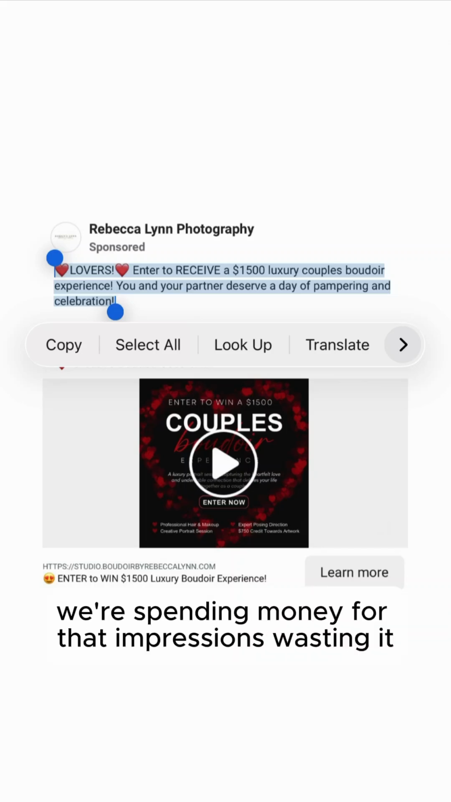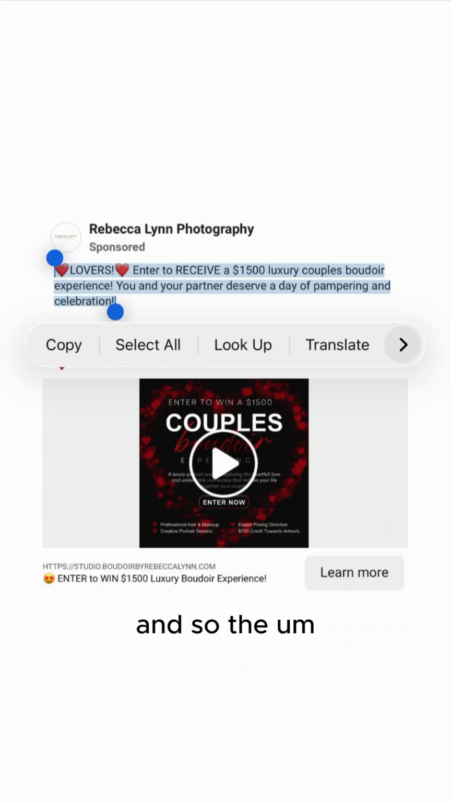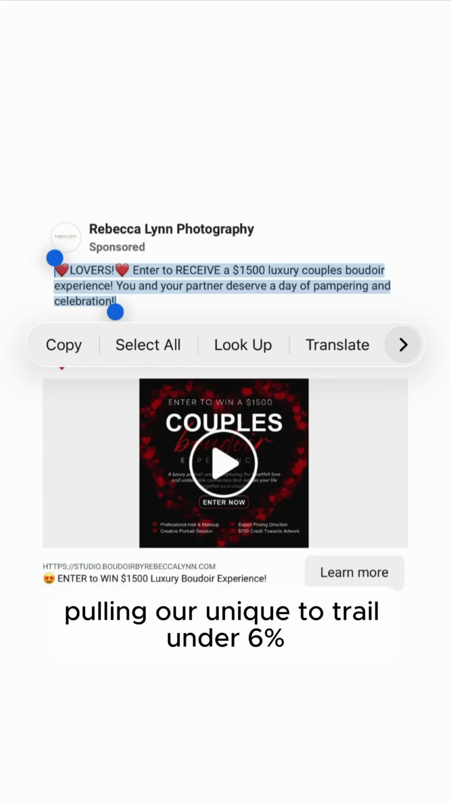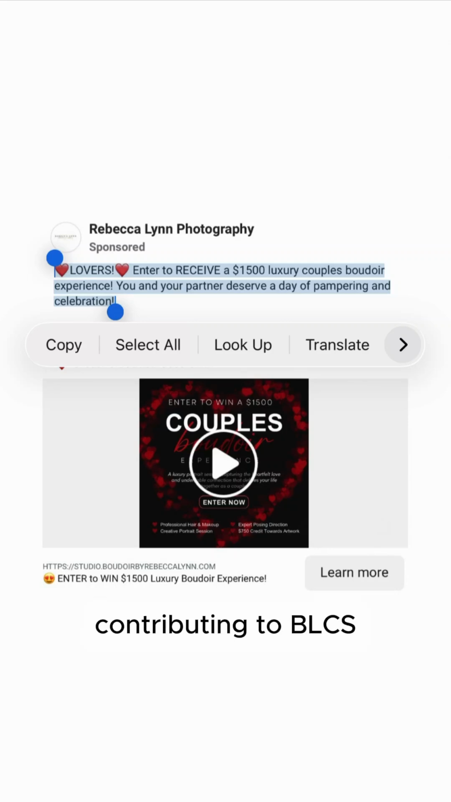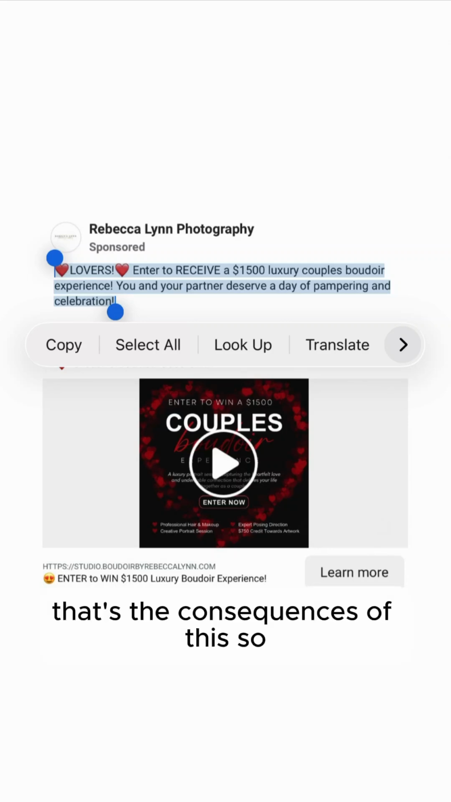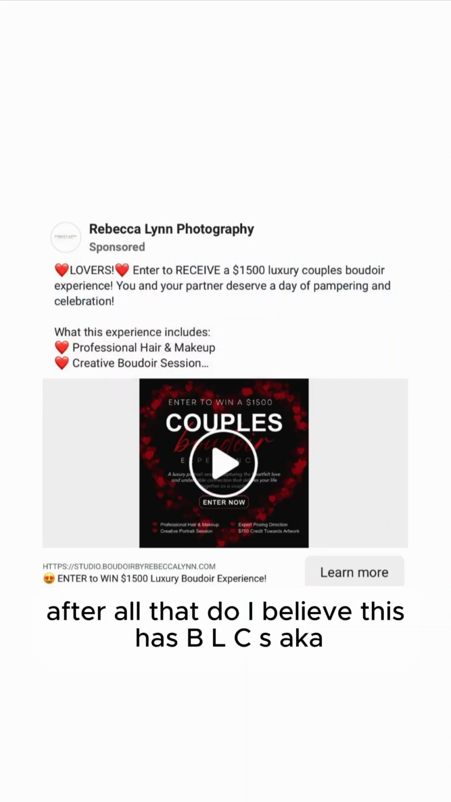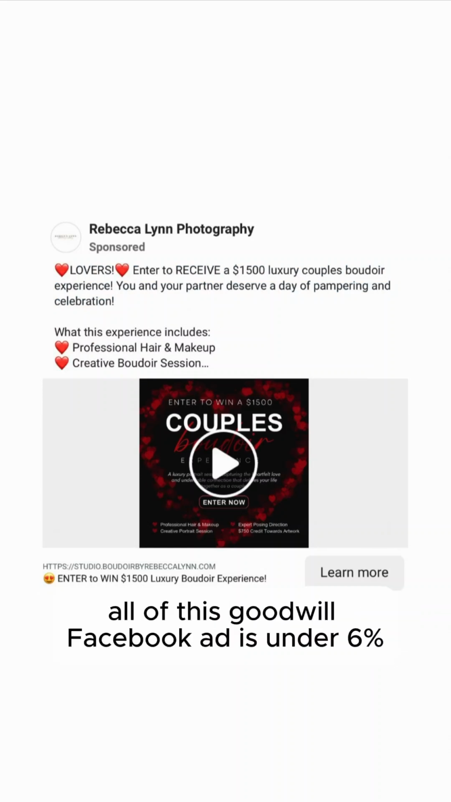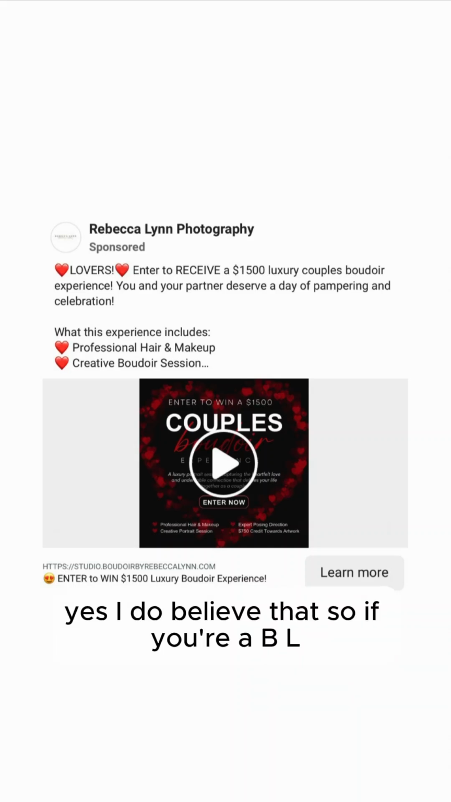We're spending money for those impressions, wasting it, pulling our unique CTRL under 6%, contributing to BLCS. That's the consequences of this. So after all that, do I believe this has BLCS, aka do I believe the unique CTRL of this boudoir Facebook ad is under 6%? Yes, I do believe that.